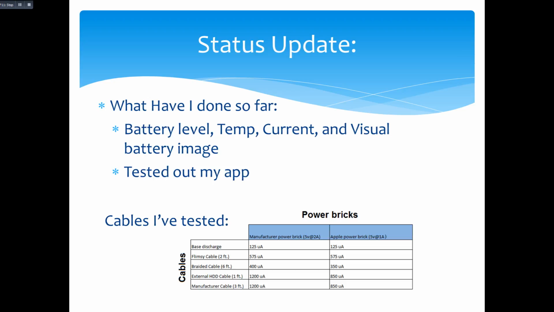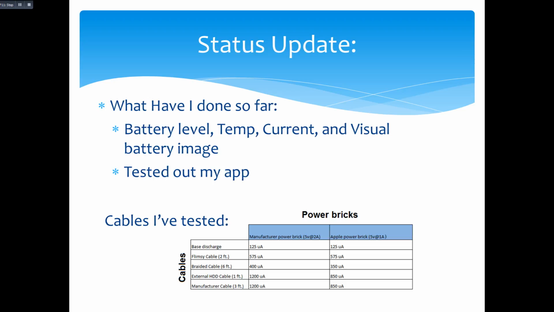Lastly, I've made a table below that shows an example of how some cables and power bricks, how some combinations have resulted. On the left side, I have 4 cables as well as the base discharge of my phone. They are a very flimsy cable that I just had lying in a bin. I have a nicer braided cable. I have a cable for an external hard drive, which is kind of a higher gauge. And then I have a cable that came with my phone. It's the manufacturer's recommended cable.